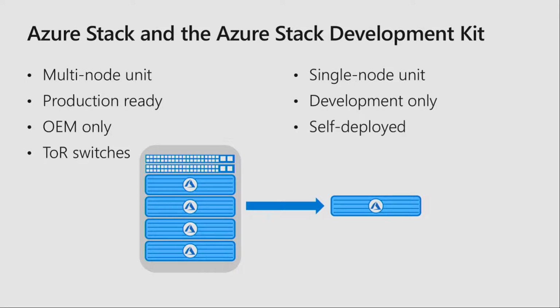It's self-deployed, meaning that you can bring your own hardware and deploy it on that. The switching for it is internal, so there's no top-of-rack switch to go with that. It has a VM that runs within it called the BGP NAT VM, and that is responsible for providing the network connectivity that the top-of-rack switches would in a full deployment.